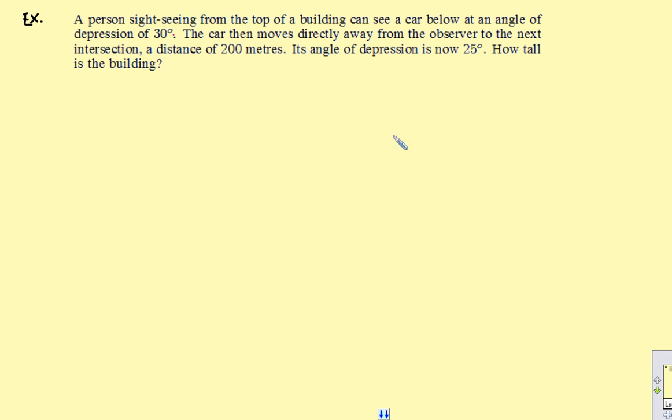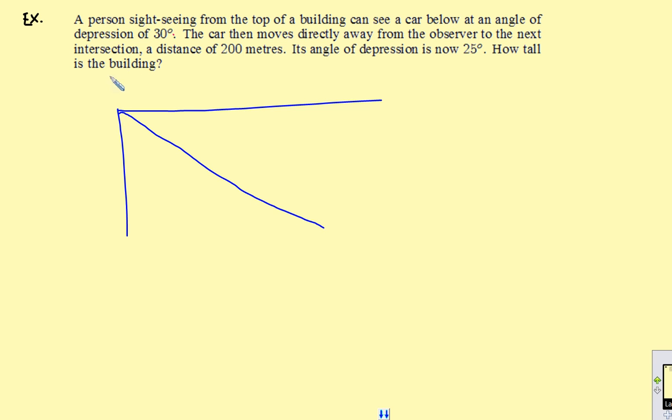All right, so we've got a person that is sightseeing from the top of a building, and they can see a car below at an angle of depression of 30 degrees. So the person is up here, and it's a 30-degree depression, and here's the car. I know it's a beauty. Okay, there's our car, and now it's at 30 degrees, the angle of depression.